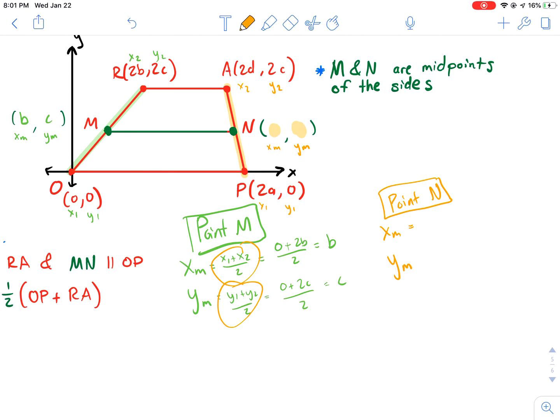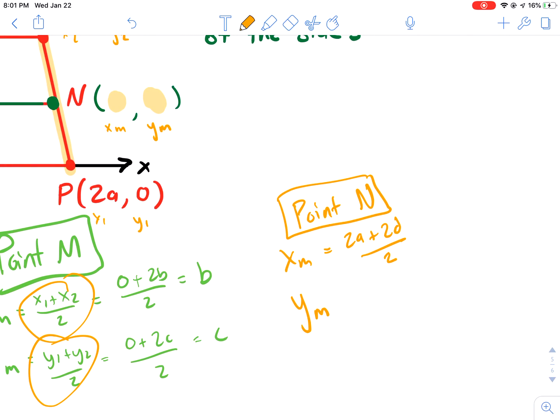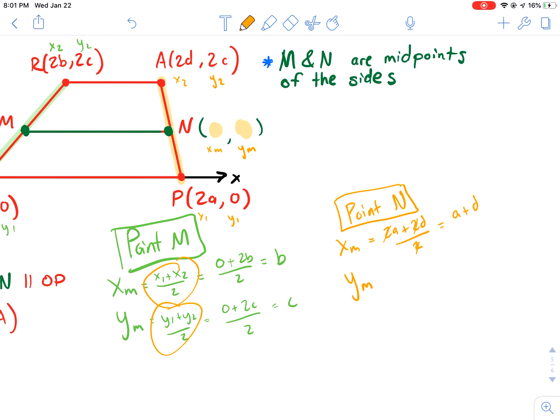So let's start with the X's. We have 2A plus 2D divided by 2. This one's a little bit tougher algebraically, but pretty much the same thing. We're going to get A plus D. The 2's essentially cancel, and we're left with A plus D. Not a great thing for a coordinate, but we just got to work with what we got.